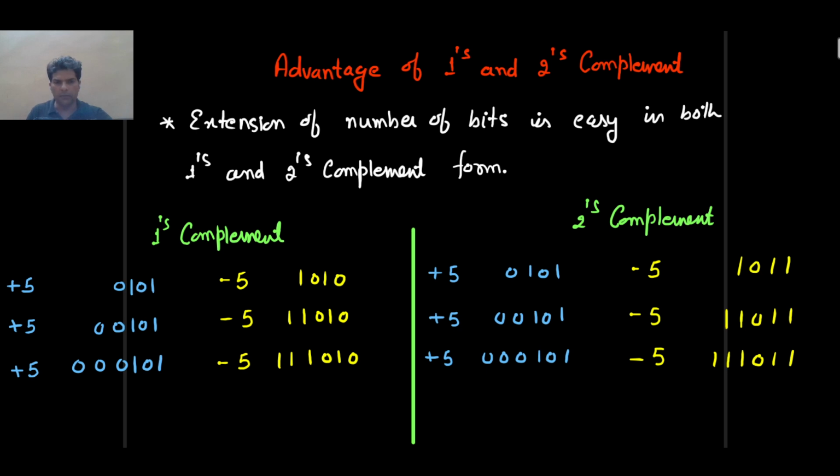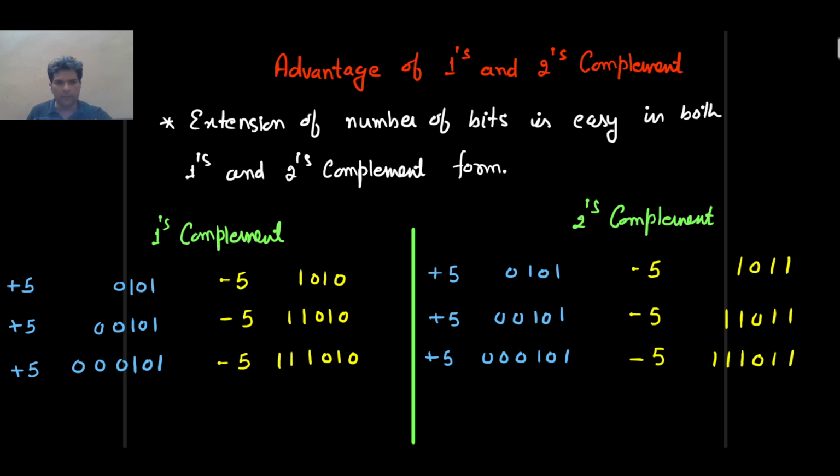In the previous video, we already discussed the three advantages of two's complement. This is one of those three advantages. The advantage is that extension of the number of bits is easy in both ones and twos complement form. Clear? So, how do we extend the number of bits? By simply copying the MSB bit, we can easily extend the number of bits.